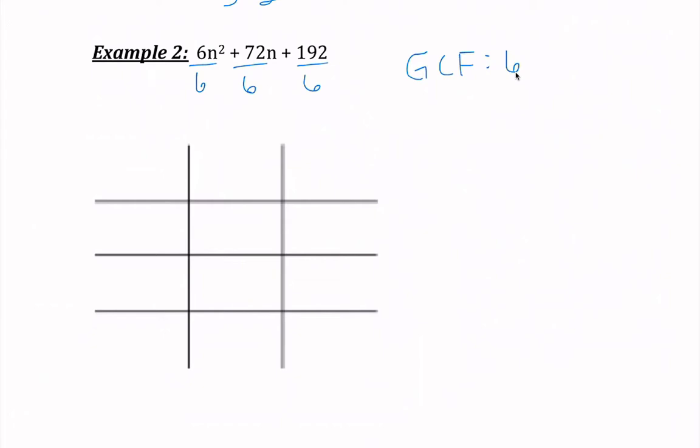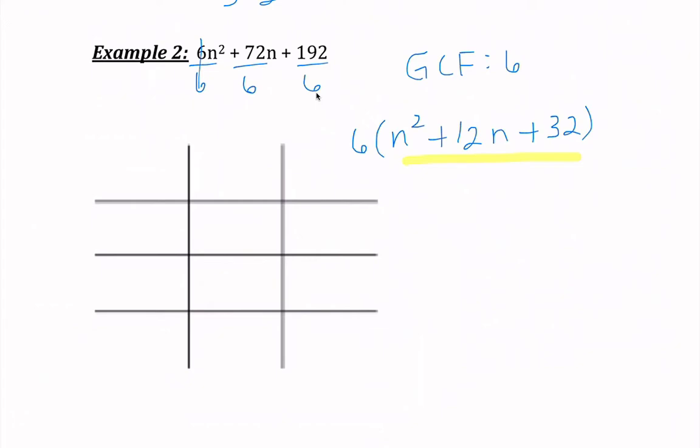I put my greatest common factor out front, open my parentheses, and inside the parentheses I put what I get when I divide each of these. My 6 on top cancels my 6 on bottom, so I'm left with n squared. 72 divided by 6 is a positive 12, and I can't forget about that n. Then finally, 192 divided by 6 is a positive 32. This is the part I'm going to factor tic-tac-toe style.